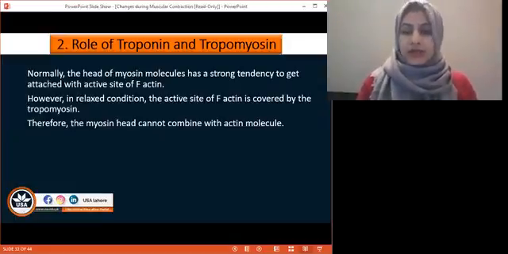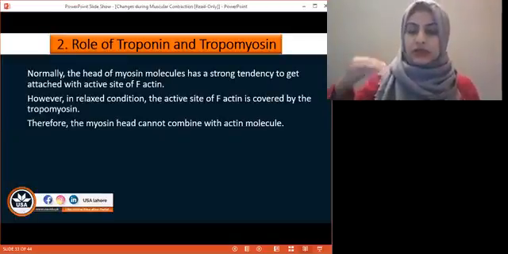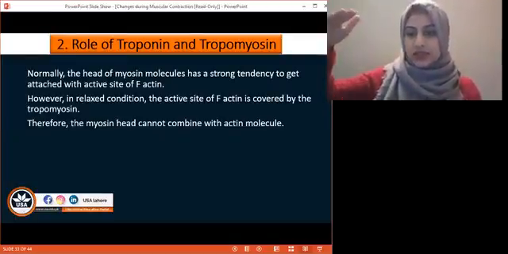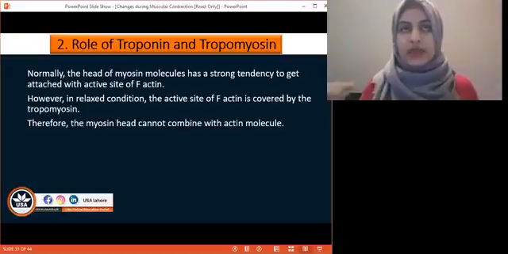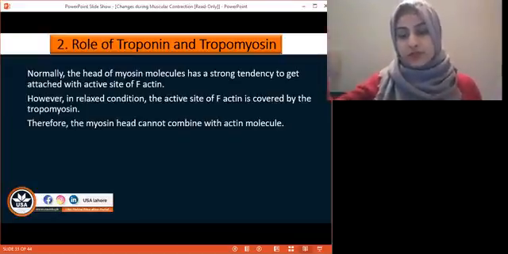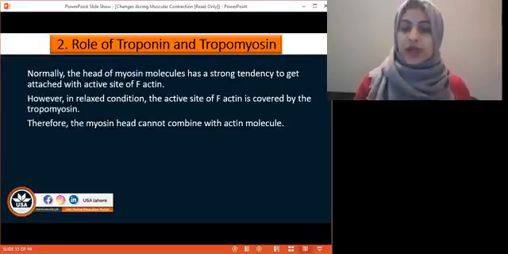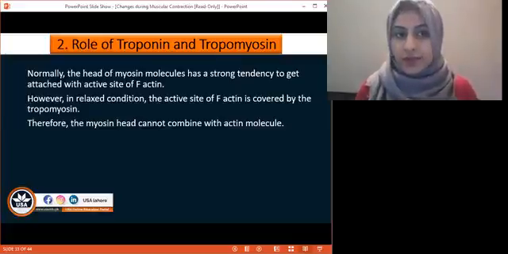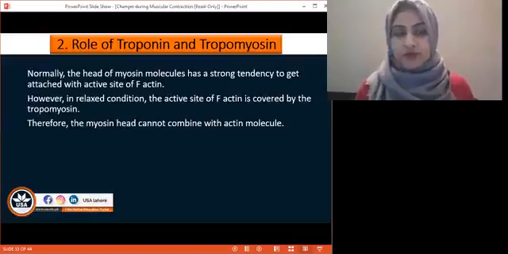So what happened in excitation contraction coupling? The impulse generated led to the excitation of the muscle, and the action potential spread all over the sarcolemma. It then spread into T tubules. From T tubules, it went into the L tubules, and from L tubules, it released the calcium ions, and calcium ions then get attached to the actin filaments. Now we'll see what is the role of troponin and tropomyosin in all of this.